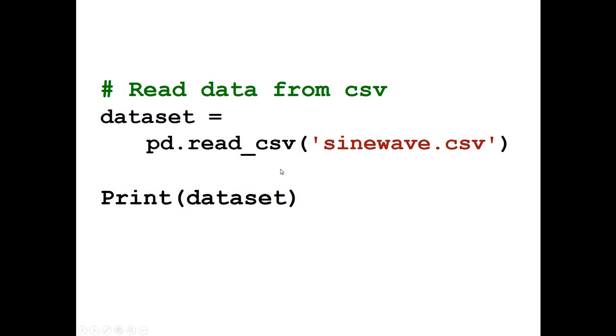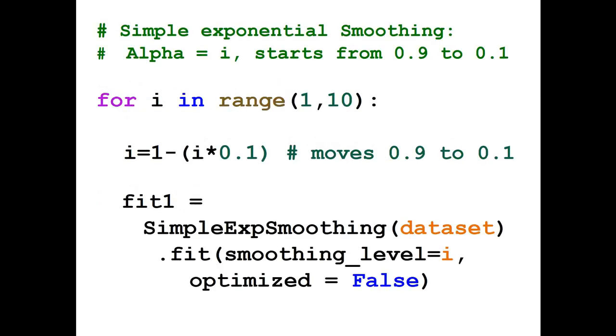So, this has been already created. You will see this file in my description. You should simply print this out. You will see a series of data, and it is a distorted sine wave which we have created. Now, what I am going to do is apply simple exponential smoothing on the data set.